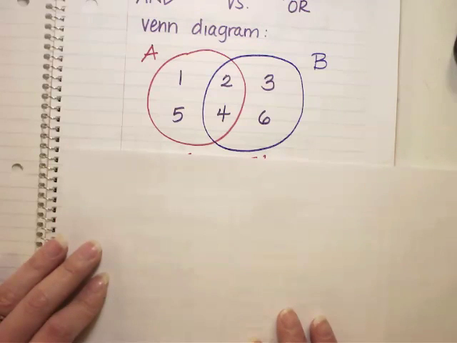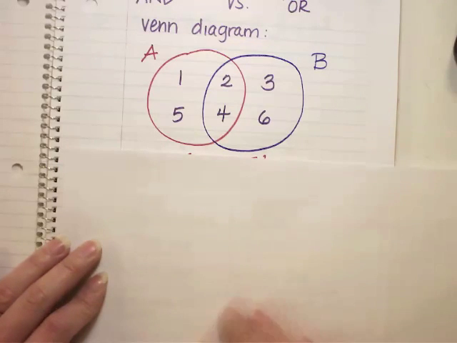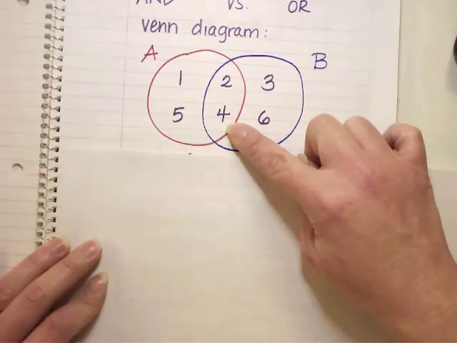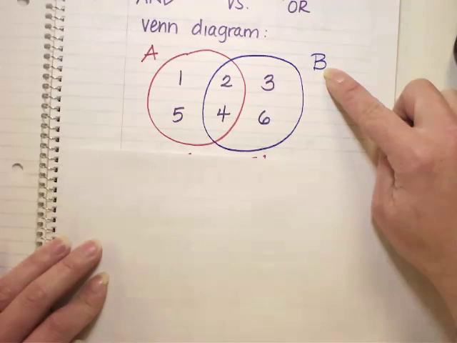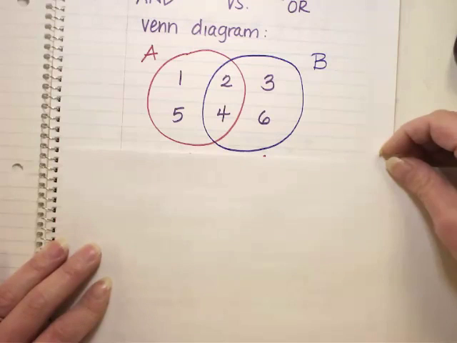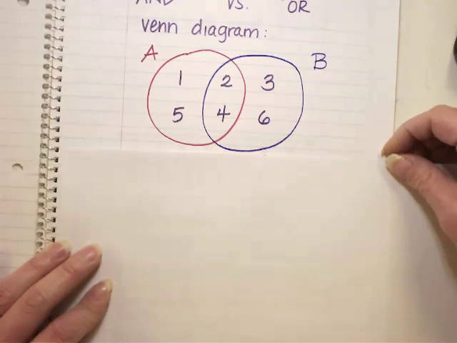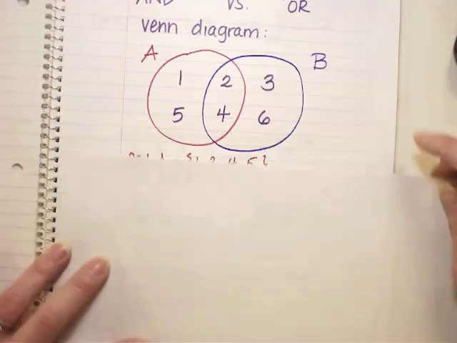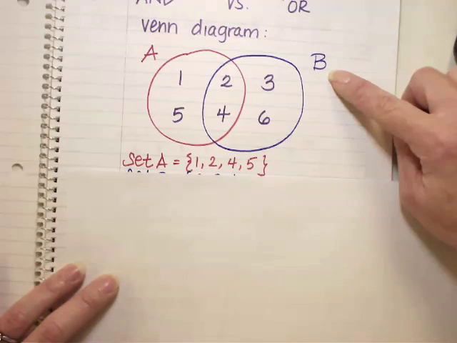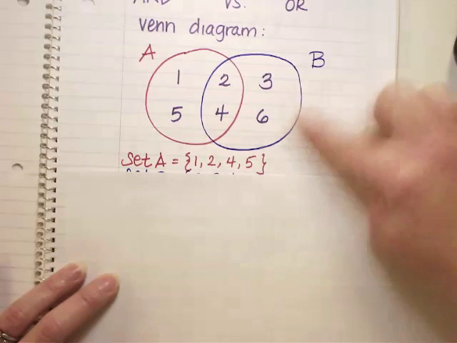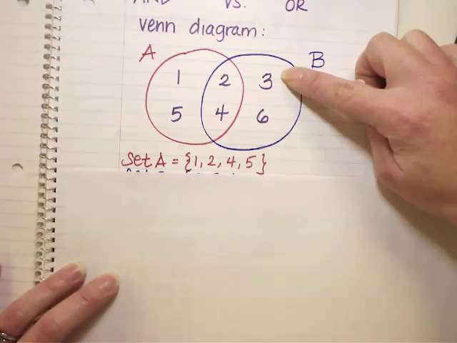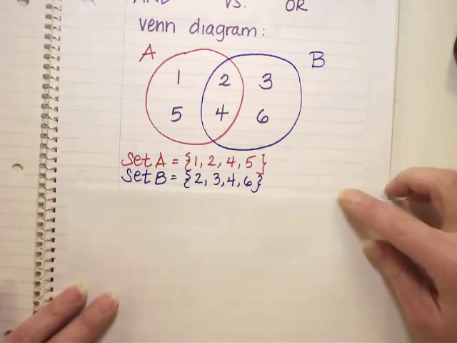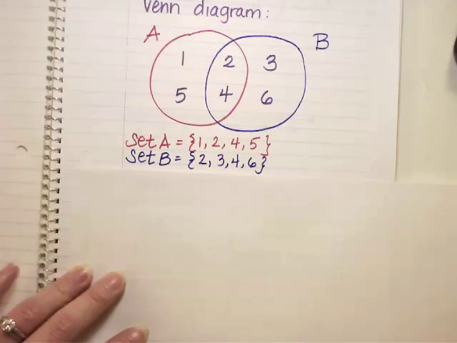Here's a Venn diagram. I've got one set of numbers, set A, and I've got another set of numbers, set B. In set A, what numbers do I have? What's in the red circle? 1, 2, 4, and 5. And what's in set B in the blue circle? I've got the numbers 2, 3, 4, and 6. So that's set B. Now, what we're going to do is two different things.